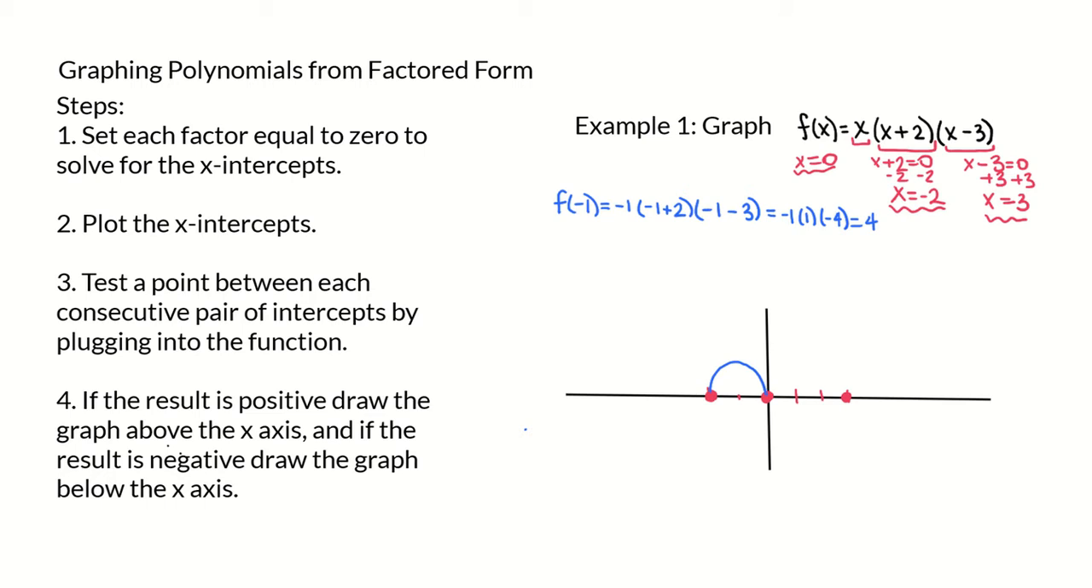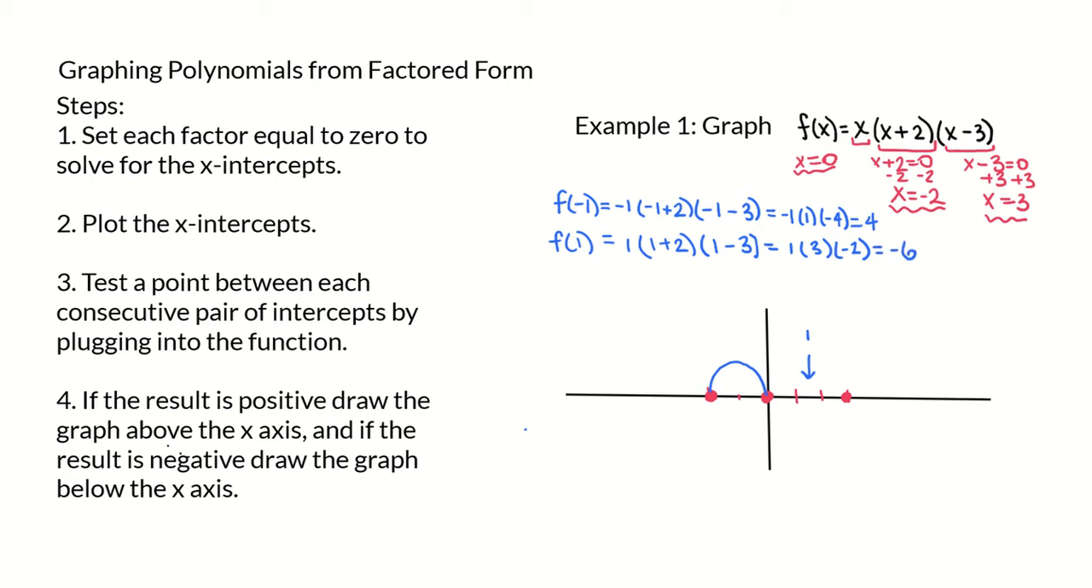And now we continue between the next two intercepts, 0 and 3. We choose any point in between those. So we could choose the point 1 or 2 or some decimal point, but 1 is an easy number to plug in. So we'll find f of 1, which would be 1 multiplied by 1 plus 2 multiplied by 1 minus 3. Because we plug in 1 for every x, that gives us 1 multiplied by 3 multiplied by negative 2, and that result is negative 6.